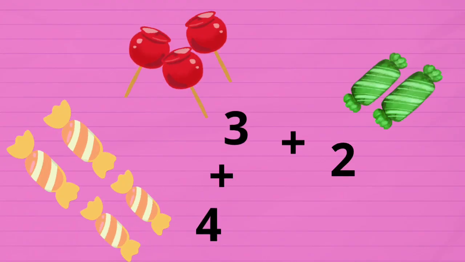For example, if we have 3 red candies, 2 green candies and 4 yellow candies, how many sweets do we have in all? 3 plus 2 plus 4 equals 9. We have 9 sweets in total.